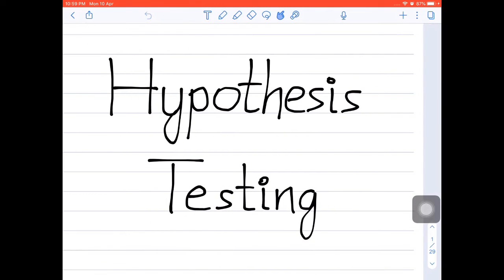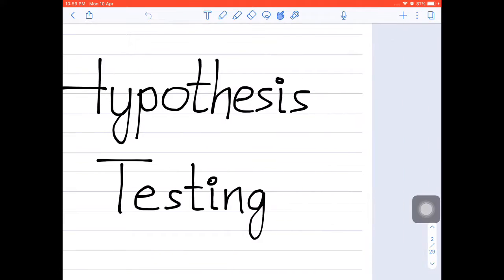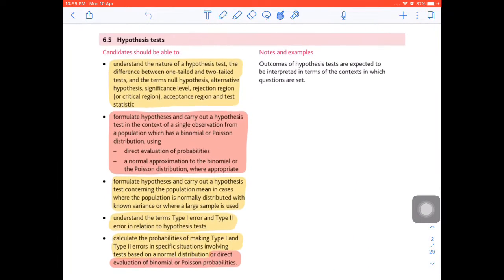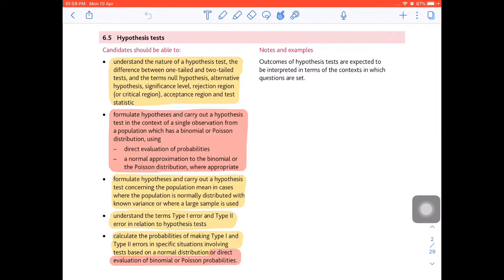Right, so the topic is hypothesis testing. So we'll take a look at the syllabus first. I've highlighted some parts of the syllabus yellow and some red. First we'll be covering the yellow highlighted part, so I'll be reading that for now.